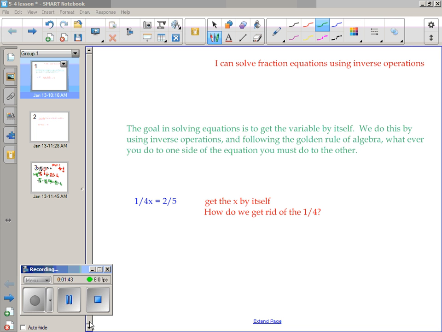Now what I want you to do, I just explained how to do it. I'm going to give you a hint. Reciprocals are key. I'm going to give you 2 minutes to try. Everybody's going to try this problem right here in your notebook. See what you get.